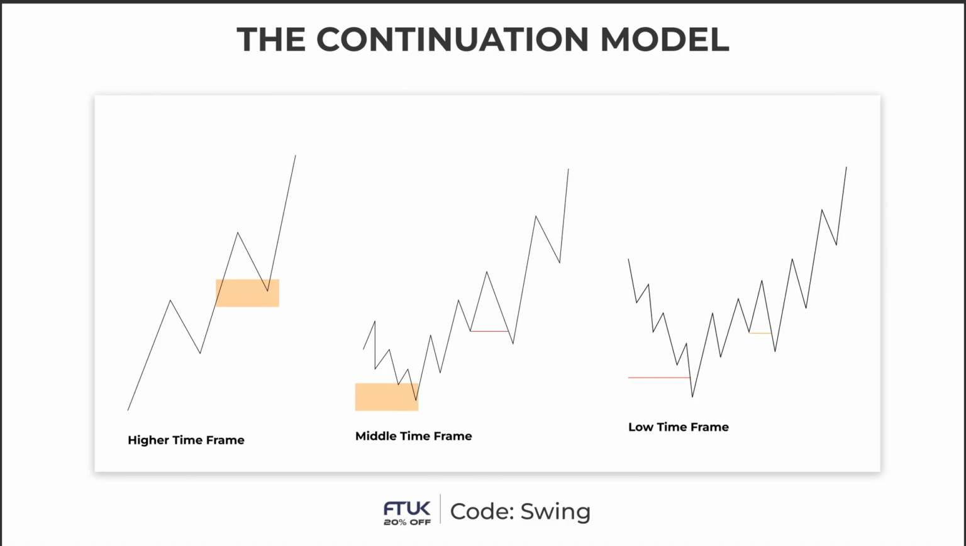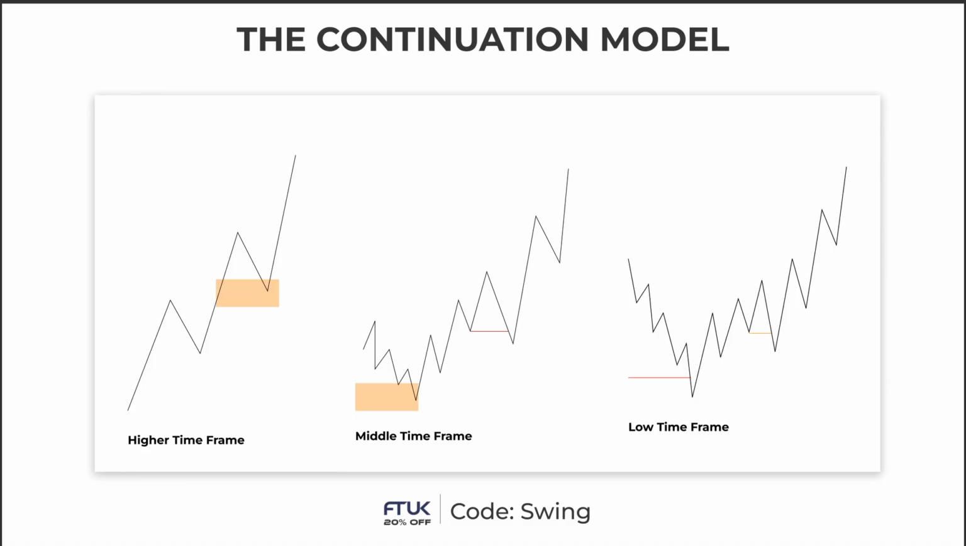Now, in this model, we are going to be using three time frames actually. Now I know that might seem a lot, but trust me, it's simple. Don't worry. So we are going to have a higher time frame, then a middle time frame, and then a lower time frame. For the higher time frame, this is where we are going to get an idea of where the market is heading. We are going to get our bias from it.